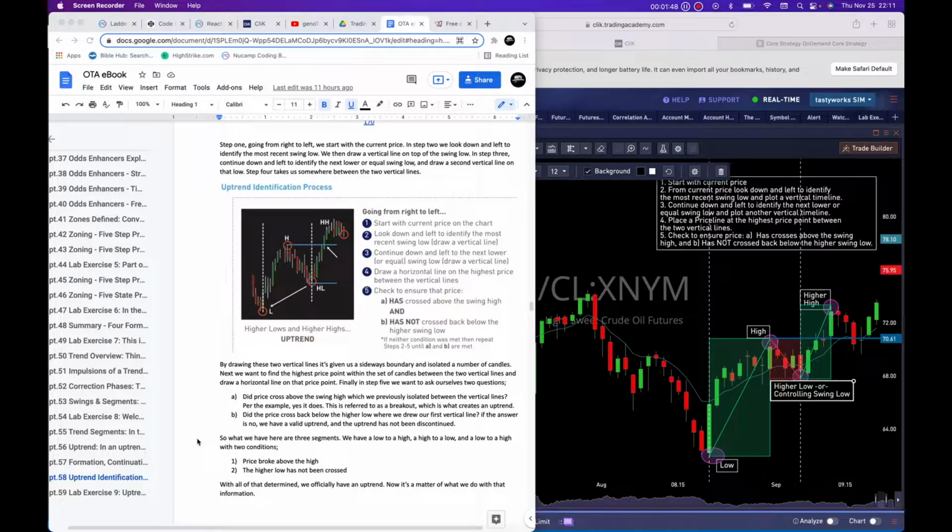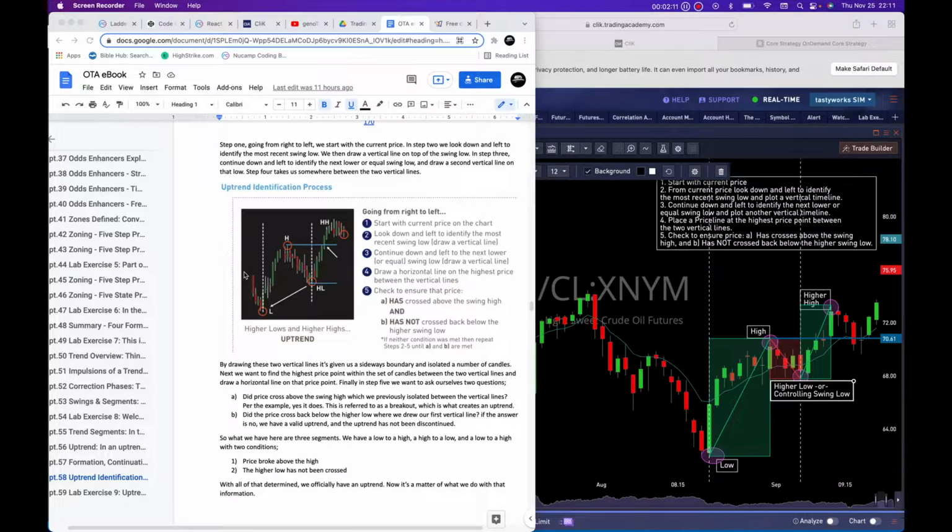Finally, in step 5, we want to ask ourselves two questions. A, did price cross above the swing high which we previously isolated between the vertical lines? If we're looking at the example here, we can see that it does. This is referred to as a breakout, which is what creates an uptrend.